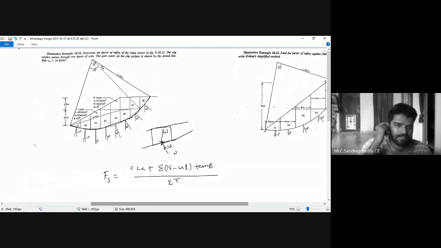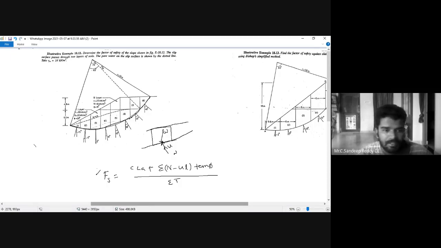Why we take N minus UL is that they have different intensities, acting along the same line, along the same height. That's why we take N minus UL with summation over all the slices. This is the only difference from the previous problem. The only extra column we will add is UL.